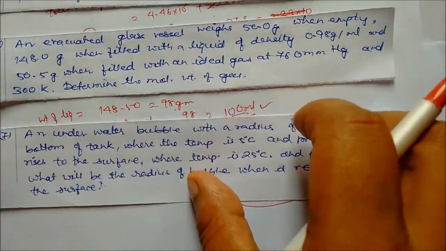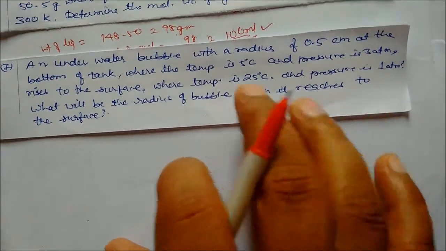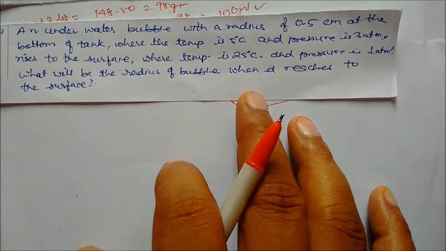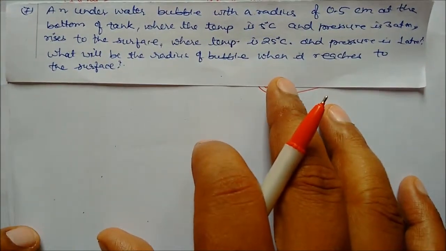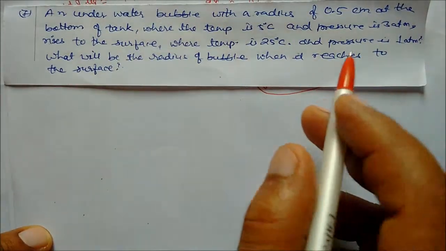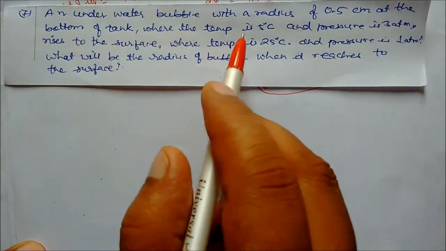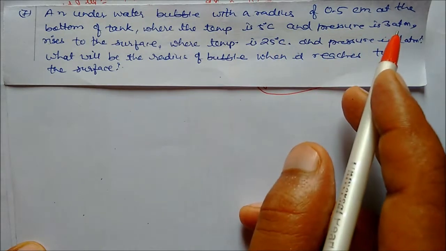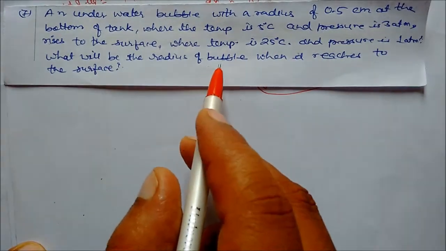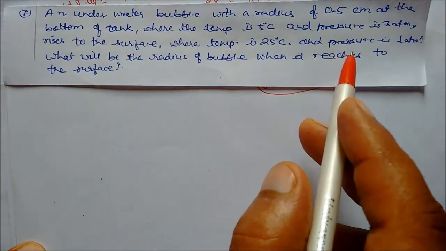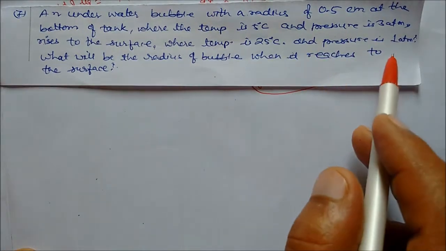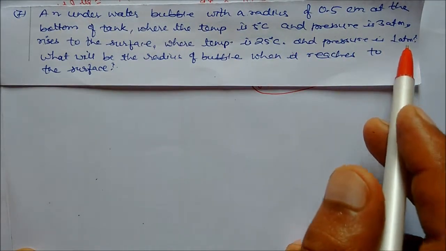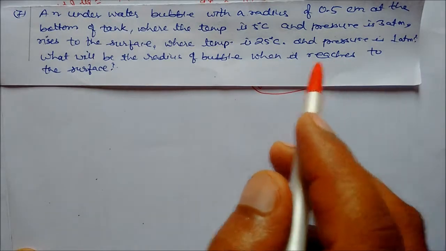Now next is an underwater bubble with a radius of 0.5 centimeter at the bottom of the tank, where the temperature is 5 degrees centigrade and pressure is 3 atmospheres. It rises to the surface where the temperature is 25 degrees centigrade and pressure is 1 atmosphere. What will be the radius of the bubble when it reaches the surface?